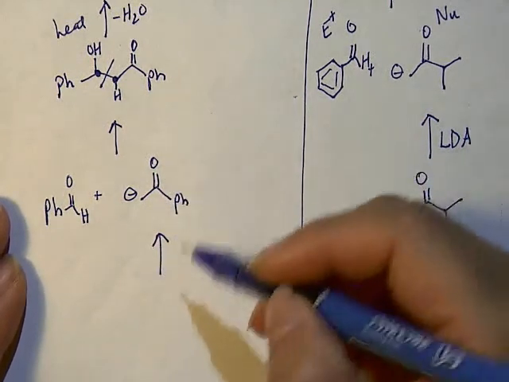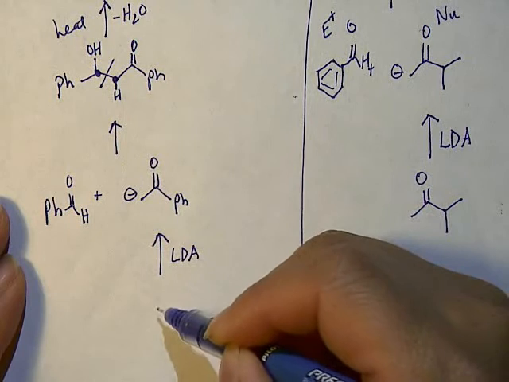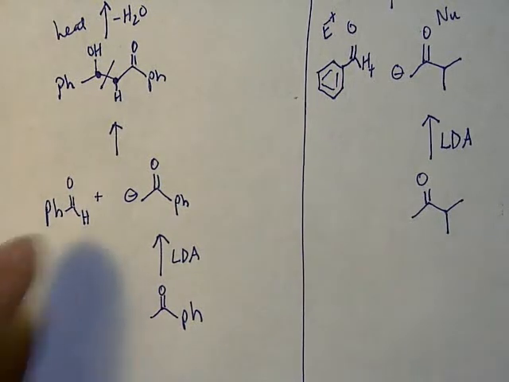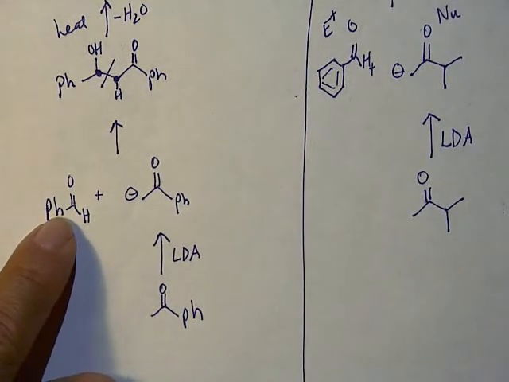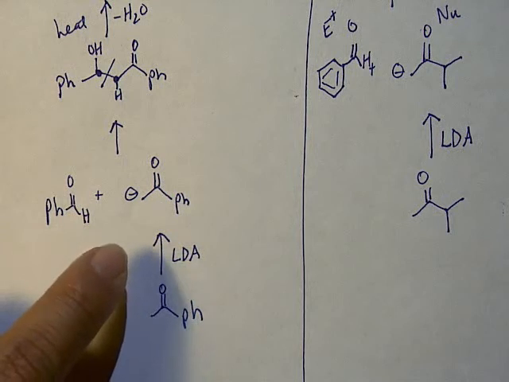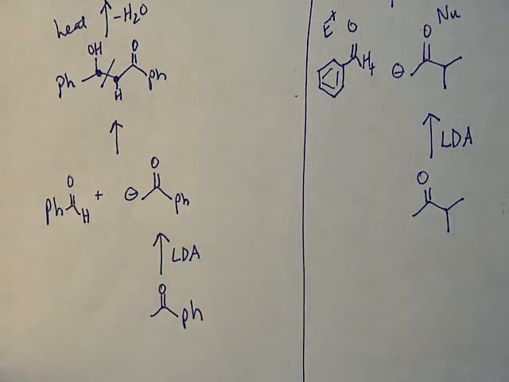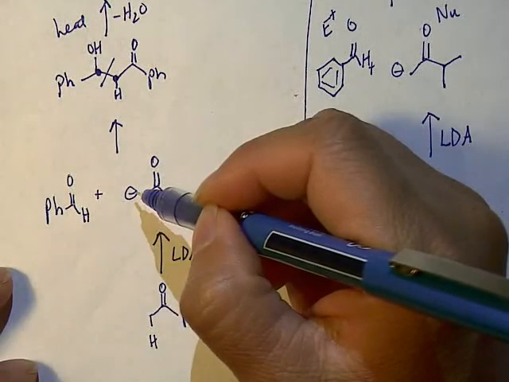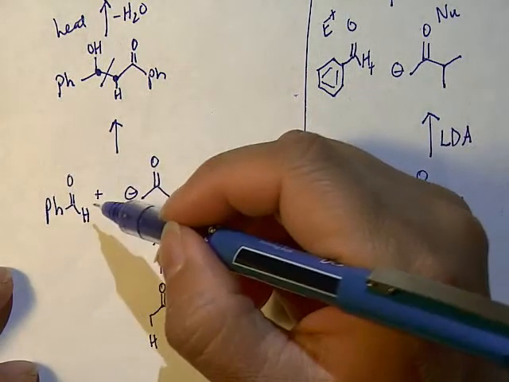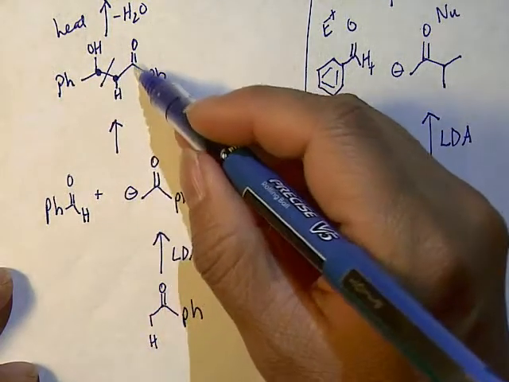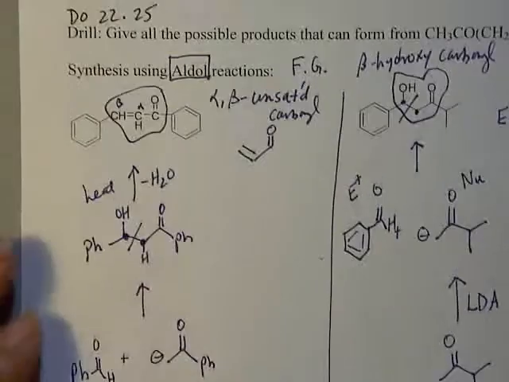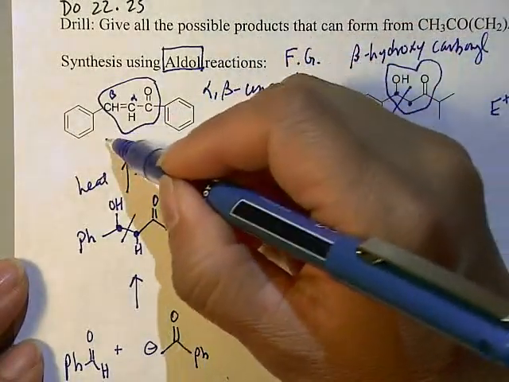And once again, we could use LDA if you don't want self-condensation to occur, or because we're doing a reaction with no alpha hydrogen, it's possible to use a weaker base and then react with an aldehyde, but LDA is going to definitely do the job of removing the alpha proton and forming the enolate, in which then you would throw in the electrophile, the benzaldehyde, and then come up with the beta hydroxy carbonyl, in which you heat it to remove water to make the alpha beta unsaturated enone.